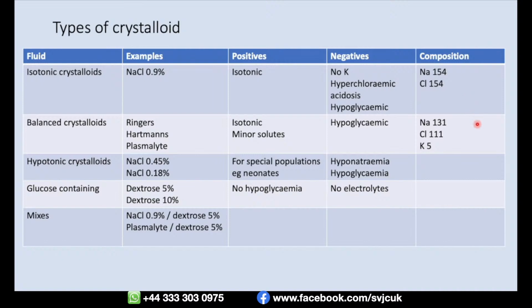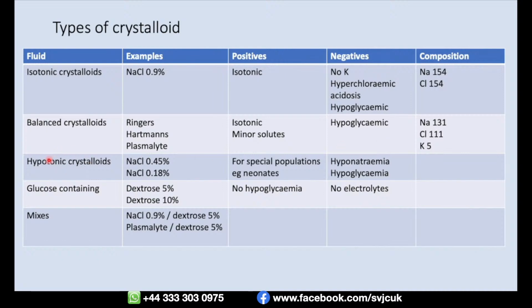Balanced crystalloids are a little bit more physiological, so we have Ringers, Hartmann's and Plasmolite. Again, it will depend what's available, it depends on where you're working. Again, these are isotonic, but they have minor solutes, so they have some potassium and magnesium and things like that. But similarly to a normal saline, they are hypoglycemic unless they have glucose added.